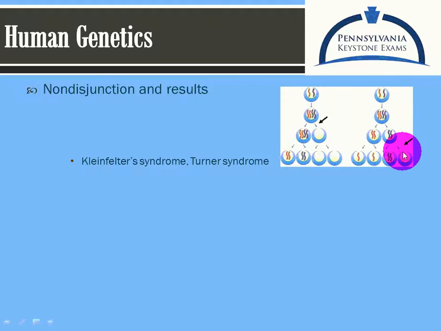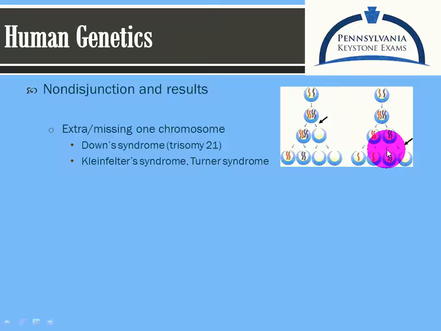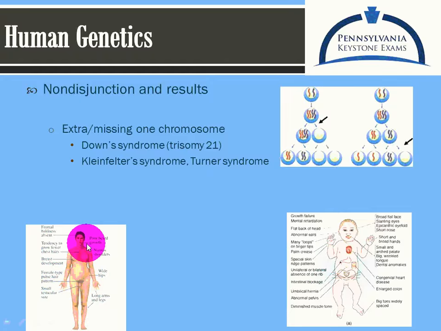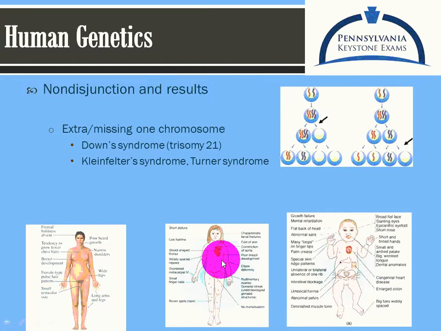In the case of looking at making an offspring, we're focusing on meiosis. So it could happen either in meiosis 1 or it could happen down here in meiosis 2. If you have an extra chromosome or you're missing a chromosome, we have a couple of different diseases, and there are many more, but I just pulled some more common ones. You have Down syndrome, you have Klinefelter syndrome, and you have Turner syndrome.